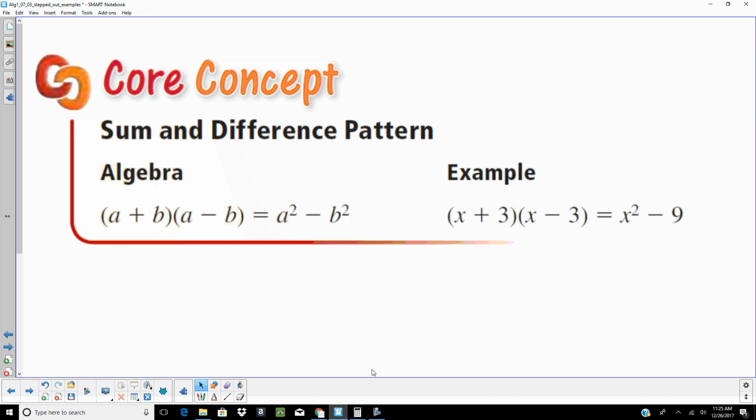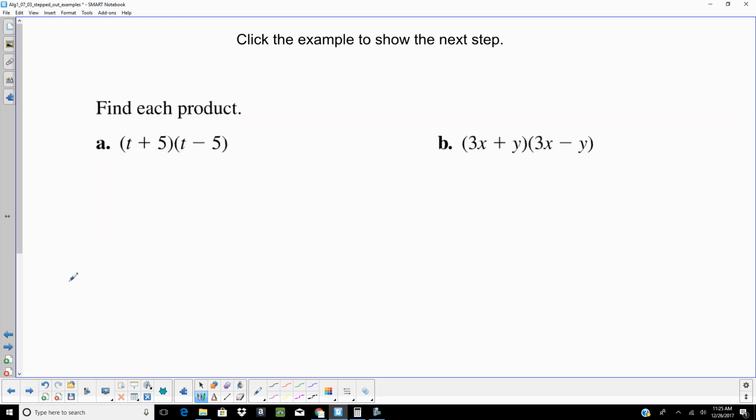All right, the sum and difference. These are not perfect squares because if you notice, one of them has a plus and one of them has a minus. What happens is if you FOIL these out, those middle terms cancel. So if you were to FOIL this, the outer and inner terms cancel out, and you're just left with the first and last terms. So a times a gives me a squared. b times negative b gives me minus b squared. So these ones are really easy to do as well.